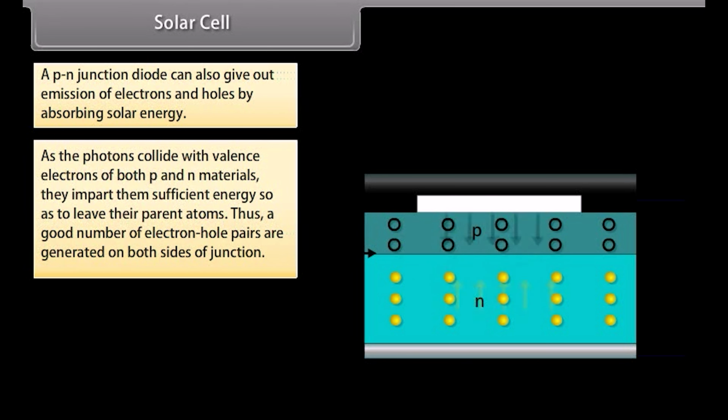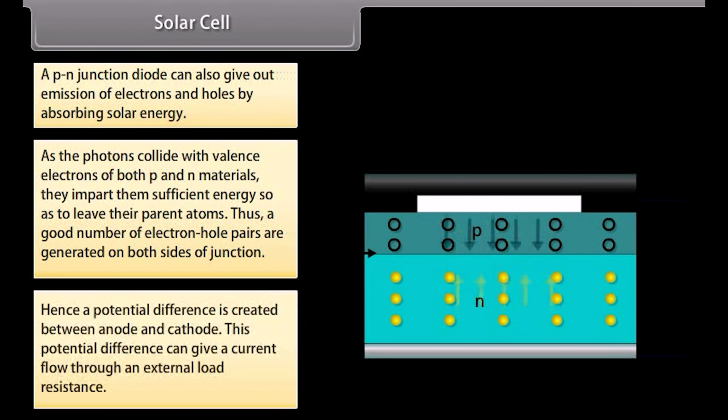As the photons collide with valence electrons of both P and N materials, they impart sufficient energy for them to leave their parent atoms. Thus, a good number of electron-hole pairs are generated on both sides of the junction. Hence, a potential difference is created between anode and cathode. This potential difference can give a current flow through an external load resistance.